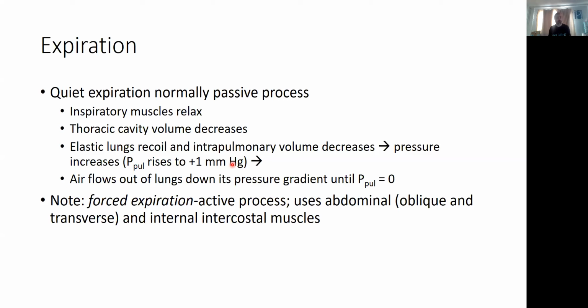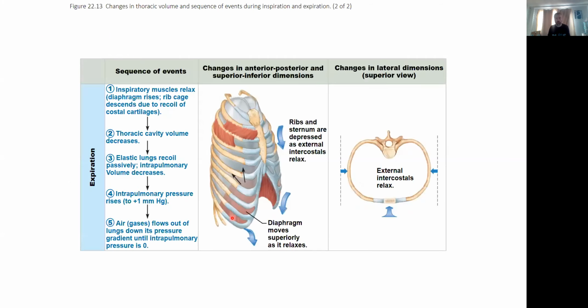And here we're going to add in a couple of extra muscles as well. So particularly the oblique and transverse abdominal muscles, the internal intercostal muscles, rectus abdominis to some extent. And here the idea is that we're going to minimize the size of the thoracic cavity.